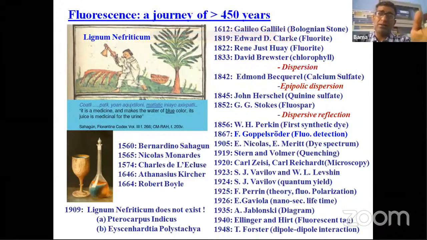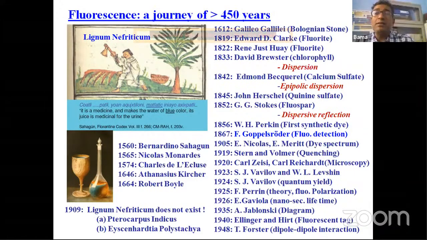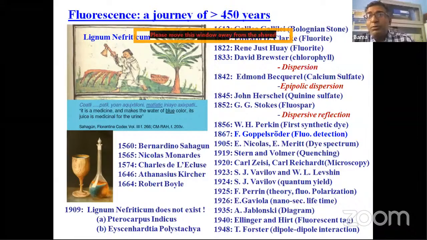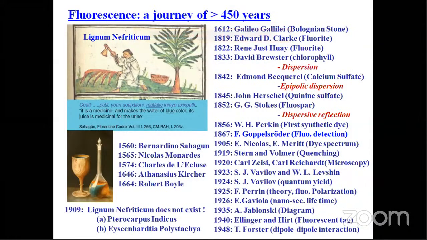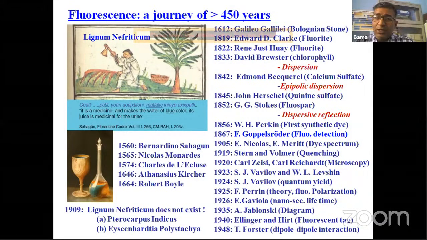Then there were various observations of emissions. The significant one was by Galileo, who observed that the emission is coming out of the Bolognian stone. I mean, it was actually Vincenzo Casciarolo who observed that phenomenon, the shoemaker Vincenzo Casciarolo. Anyway, it has a separate history. Emissions from fluoride, emissions from chlorophyll, all those things were observed.